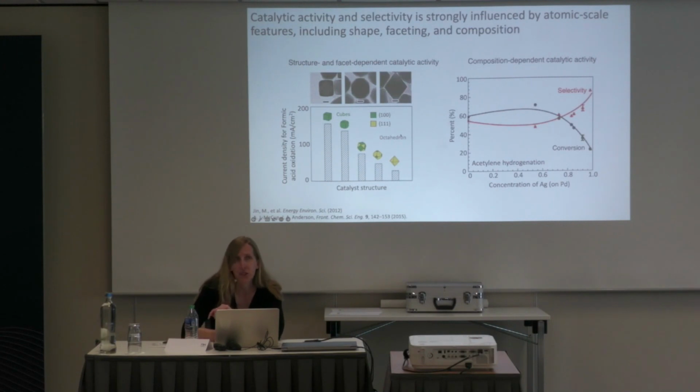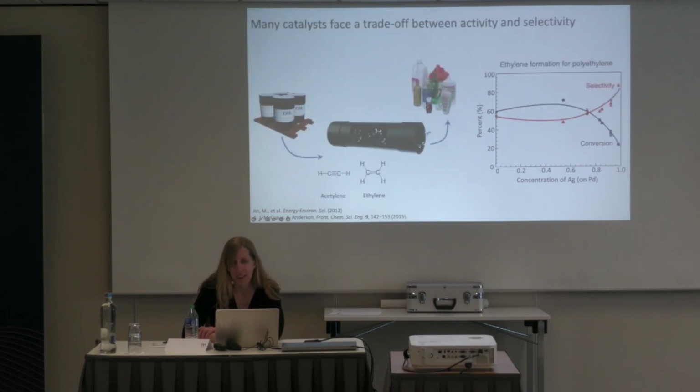And then there's also composition dependence. As you start thinking not just about monometallic catalysts, but bimetallic structures, you can see that as you change, for example, the concentration in this case of silver on palladium, you can start to boost the selectivity for the particular reaction that you're looking at, but the conversion or the yield of the product that you want to get actually goes down. And this reaction is actually ethylene formation, which is basically a precursor for polyethylene, one of the most commonly used consumer plastics.